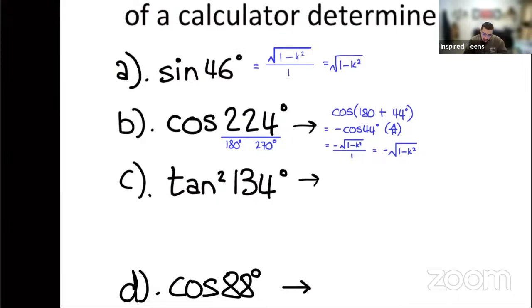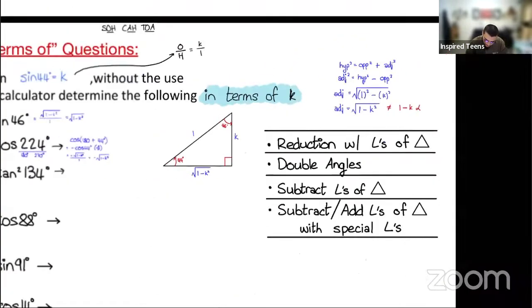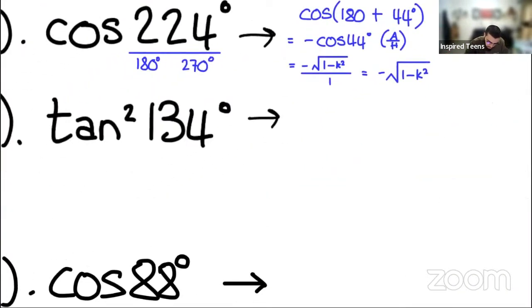So let's try the first step again, a reduction with angles of the triangle. So remember, with 134, I can reduce with not 90, only 180. Why? Because remember, with tangent, you cannot use 90 and 270 because those are the asymptotes on the tangent graph. So those values are undefined, and you simply cannot reduce tangent with 90 or 270. So my only option is 180.